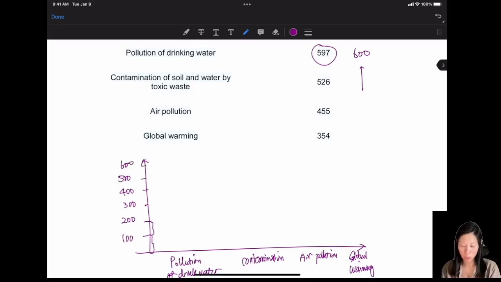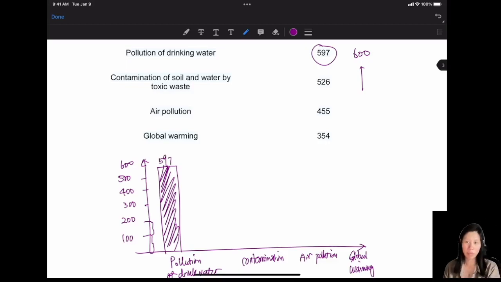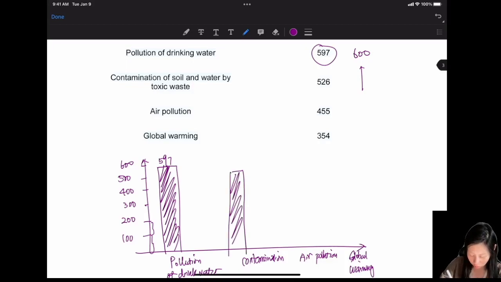Okay, so when it comes to air pollution, we have 597. So we can draw our first bar, which is here. And then you can label the number, the frequencies on top. And then for the contamination, we have 500, which is a little bit above 500. 526.